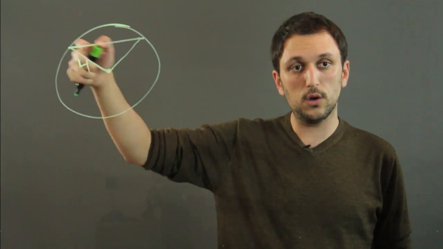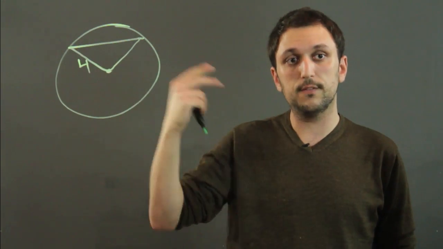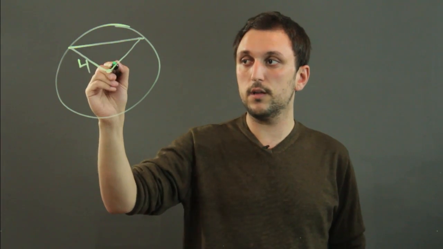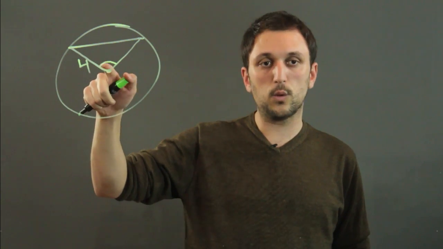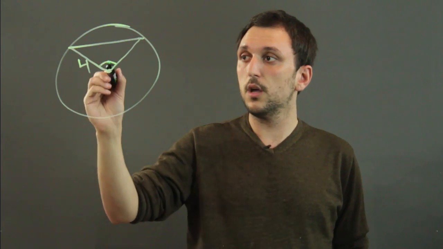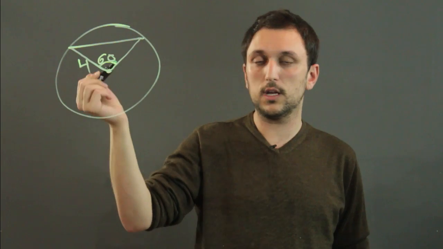Now again, we would need to know what the radius is. So if it's 5, you use 5. If it's 6, you use 6. Now we also need to know the central angle. The central angle is this angle. It's the angle formed by two radii that connect to each end of the chord. So let's say that this angle is 60.